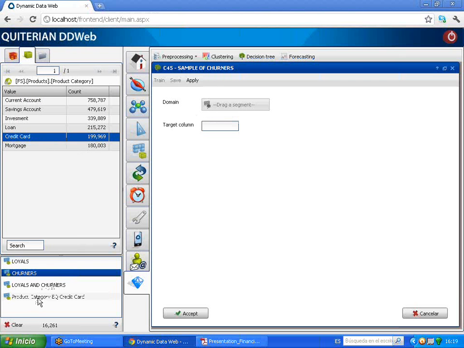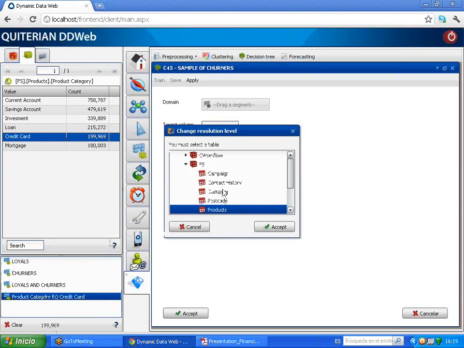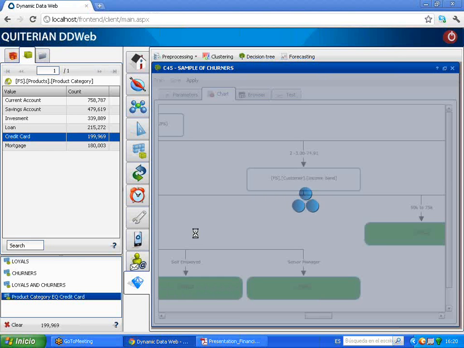Let me drag and drop, and let me find not the products but the customers. So I want to classify these customers. I want to predict if they are going to become loyals or churners. So what the tool is doing now is applying all this classification model of the algorithm over this group of people, attending to the profitability, the income band, and the occupation, to see who is going to become loyal and who is going to become a churner.